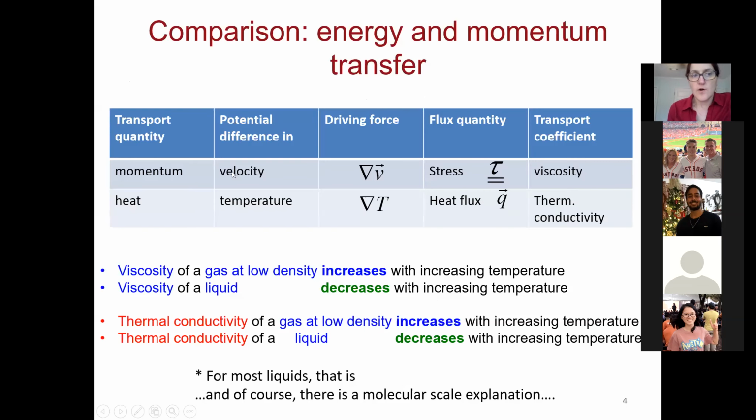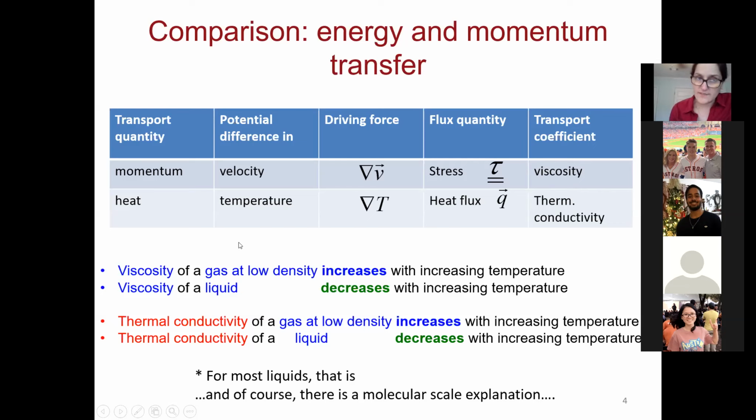When I look at the comparison between energy and momentum transfer, we typically need a difference in velocities to actually have momentum transfer. So my driving force is the gradient of velocity. Velocity, however, is a vector, so it's a three-dimensional field. For the gradient of that three-dimensional field, I need a tensor to express it. That's why my stress, tau, is a tensor. The transport coefficient that defines the fluid behavior is typically a scalar though.